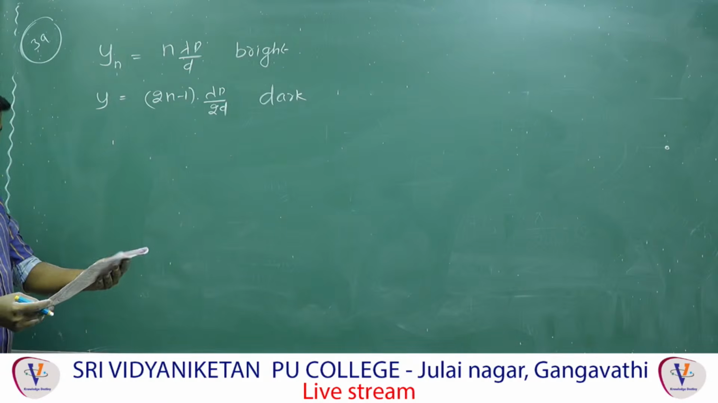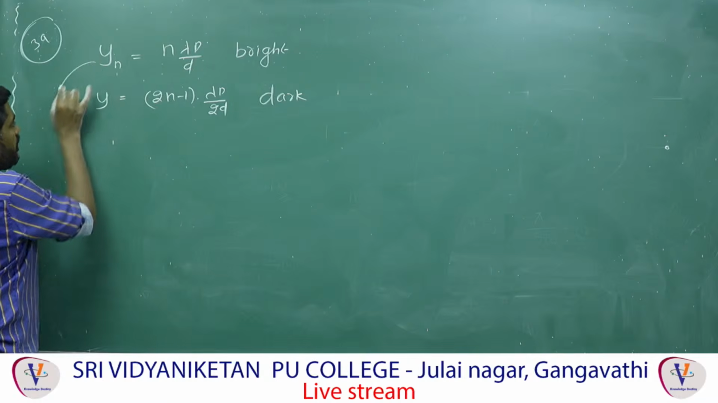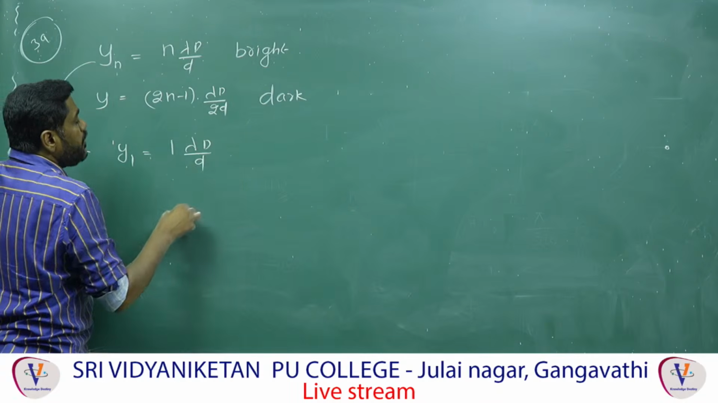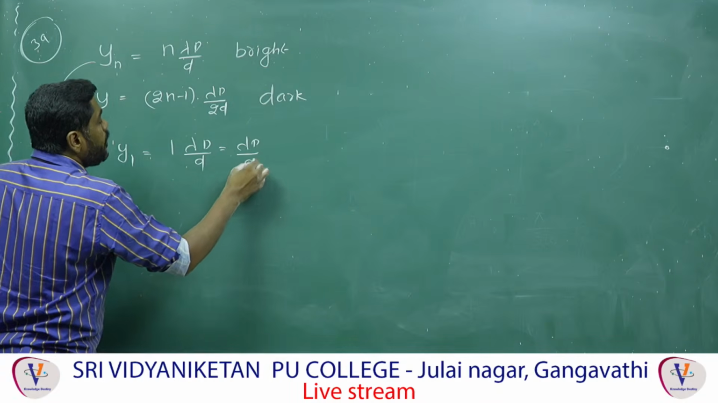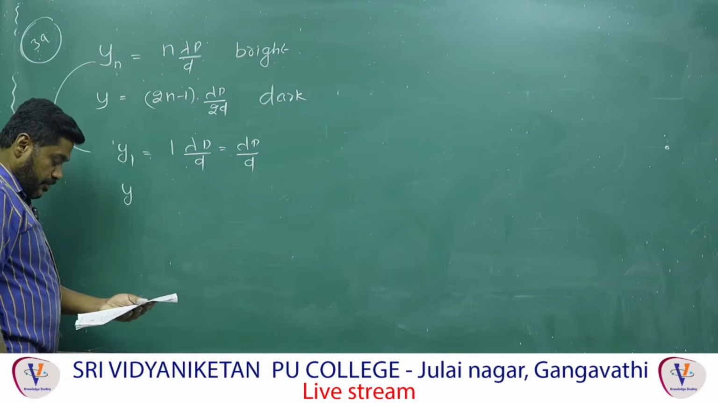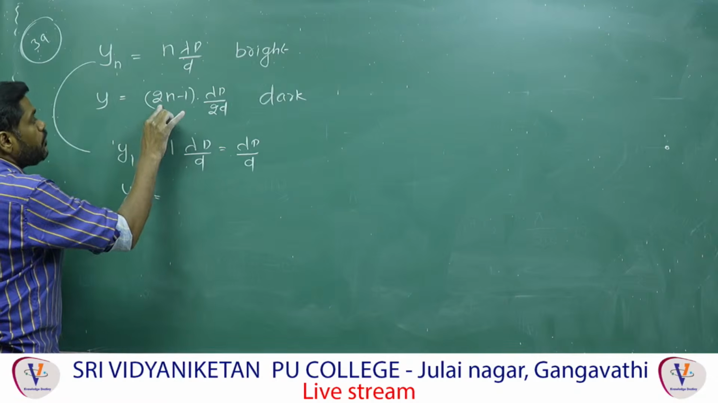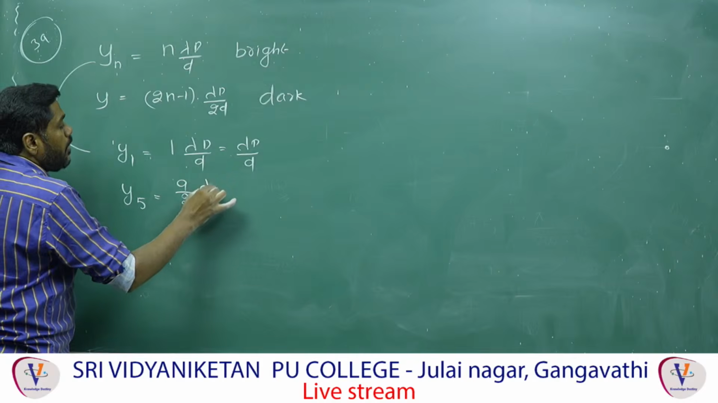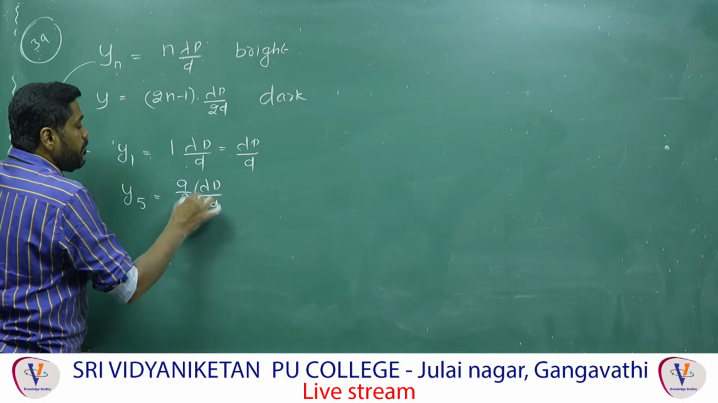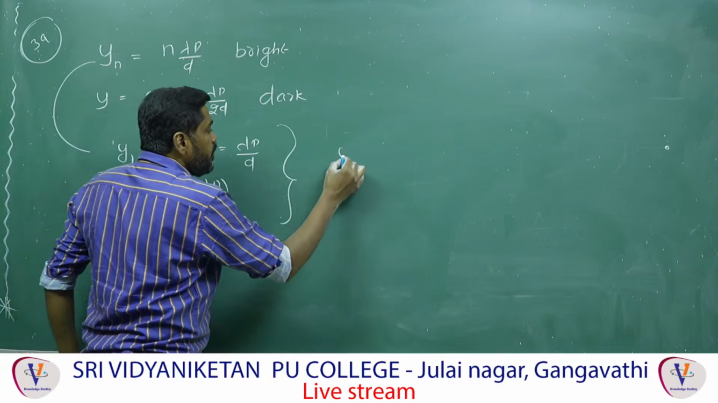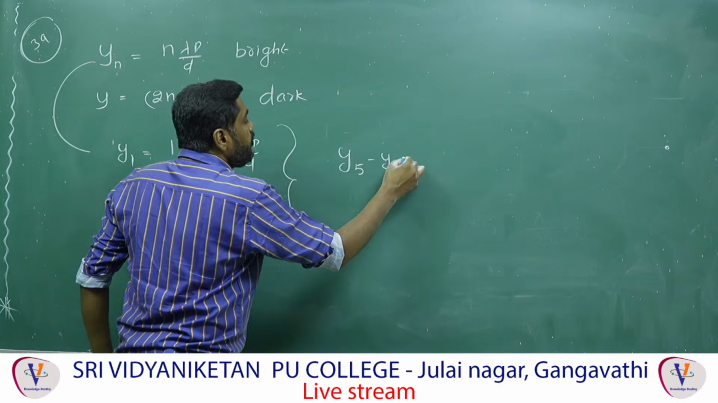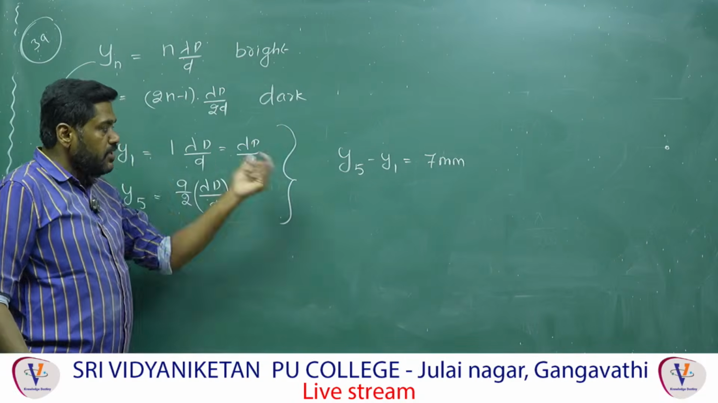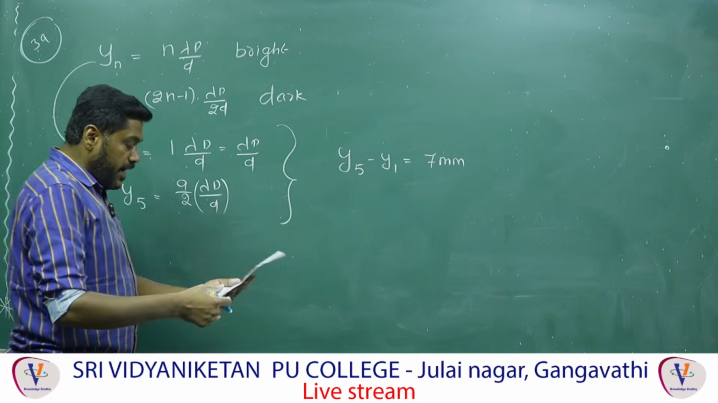Now for the first maximum, Y1 is equal to 1 into lambda D by d, that is lambda D by d only. For the fifth minimum, Y5 is equal to (2n minus 1), 2 into 5 is 10, so 9 by 2 lambda D by d. Therefore the difference between them, Y5 minus Y1, is equal to 7 millimeters, because the separation between them they have given as 7 mm, and that is given by Y5.